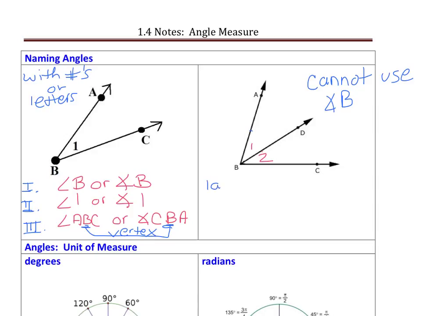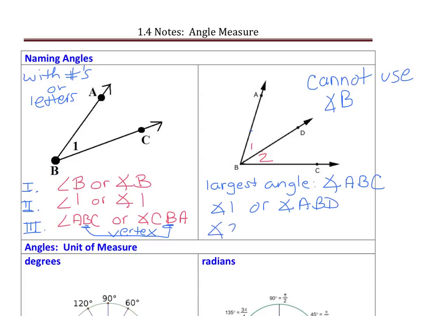So I'm going to say largest angle. I have to label with the 3 letters. I'm going to use my angle symbol, ABC. So the largest angle is contained in here, ABC. Now, angle 1, I could label, or I could say angle ABD. And finally, angle 2, or angle DBC.